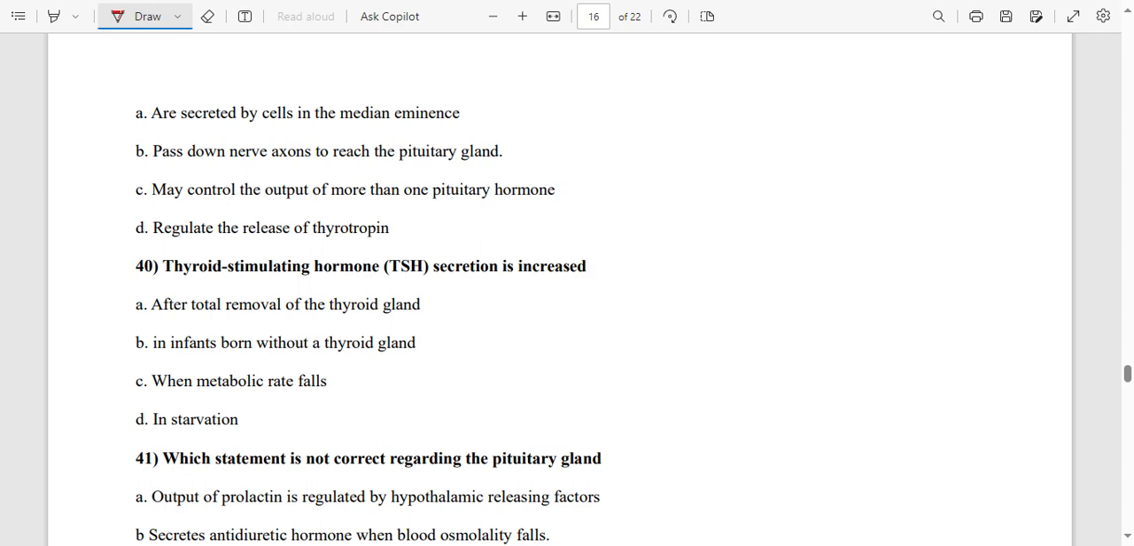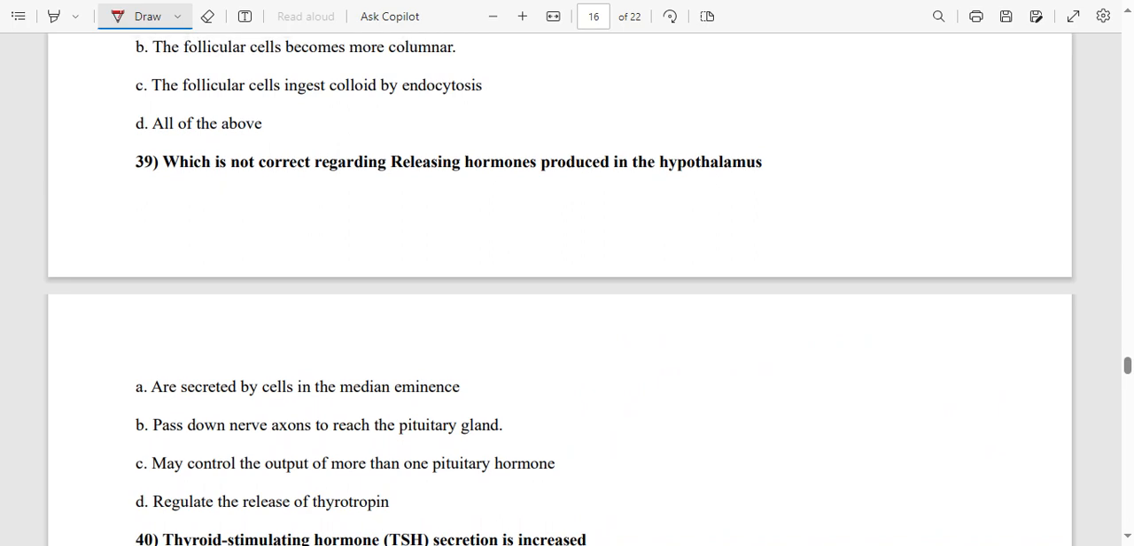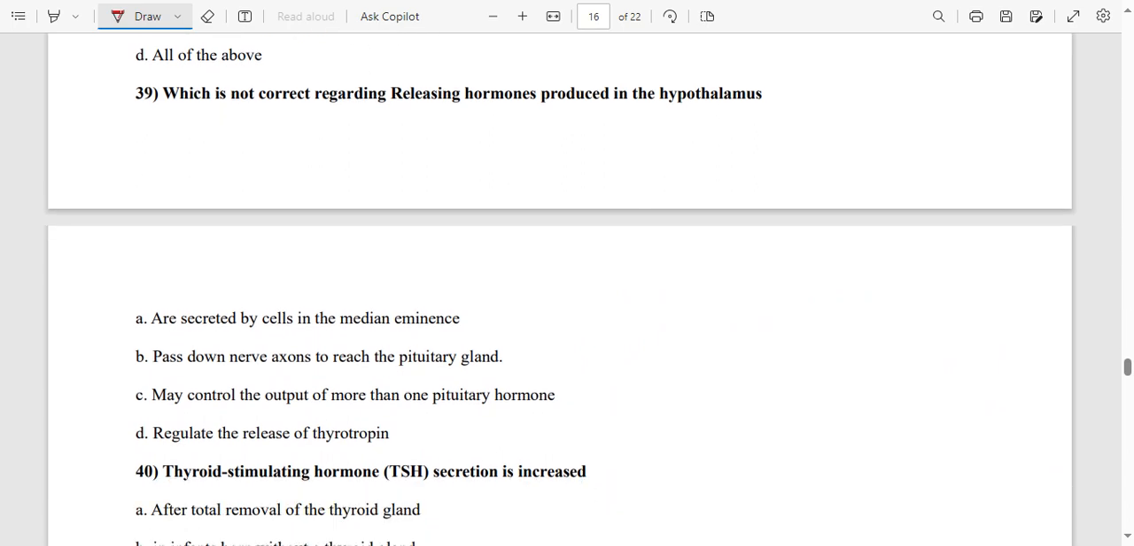But look at which is not correct regarding releasing hormones produced in the hypothalamus. Not all hormones from the hypothalamus are going to be passed down axons to reach the pituitary gland. Not all of them. It's just those which go to the posterior pituitary, because others will reach the pituitary gland via blood. So B will not really be the best answer because it is too general.